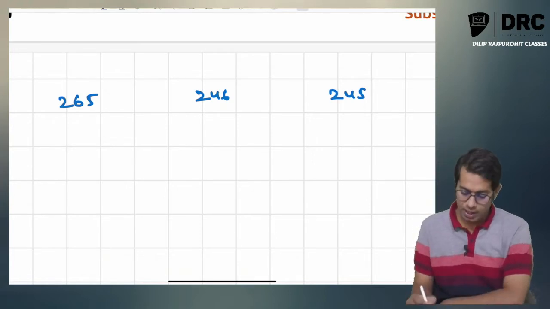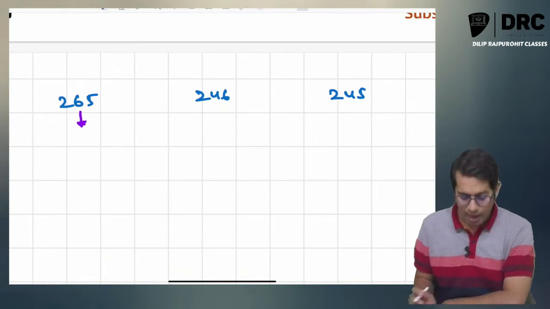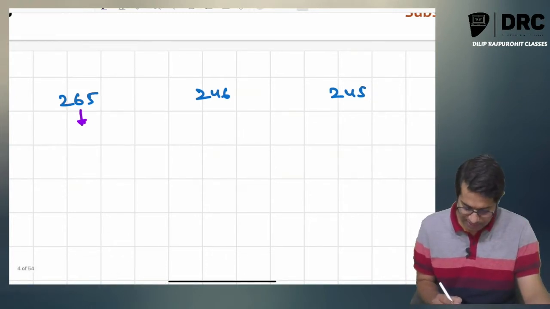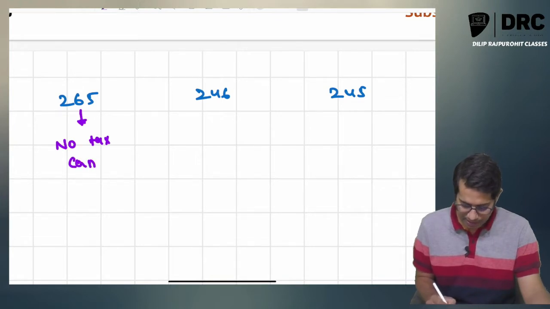Now, what is this Article 265 telling? Article 265 says no tax can be collected unless there is an authority of law.